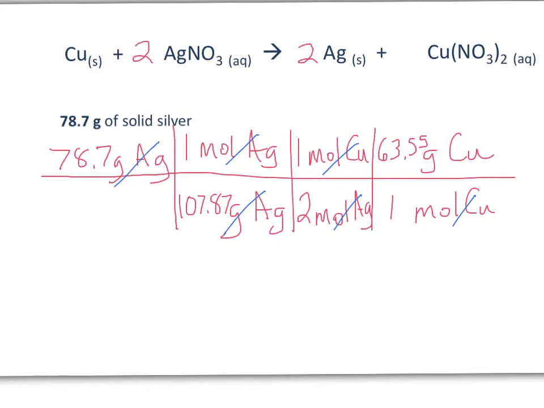As far as the math goes, as you input this into the calculator, you'll want to multiply everything across. So that would be 78.7 times 1 times 1 times 63.55. And then everything on the bottom will divide by 107.87, divided by 2, divided by 1, in order to achieve the final answer, which would be stated as the grams of copper.